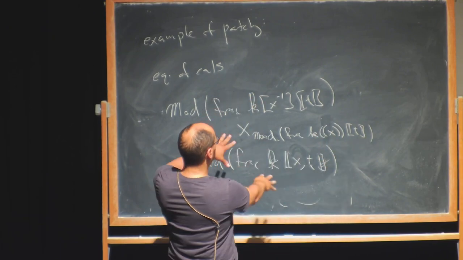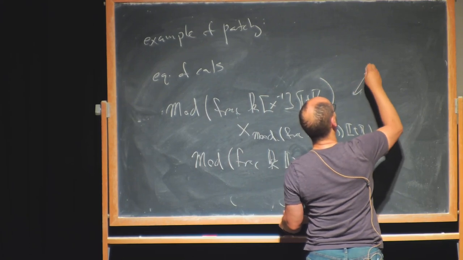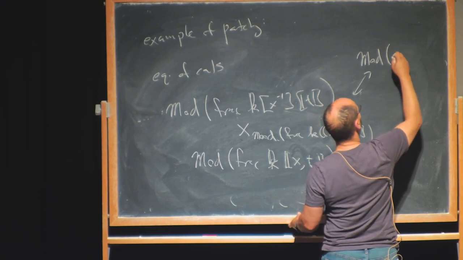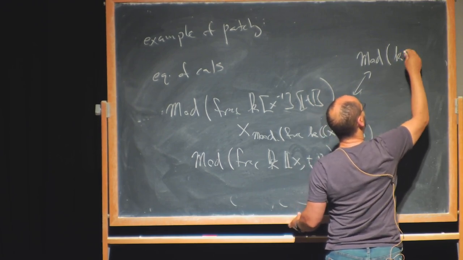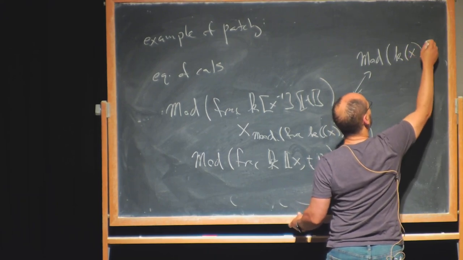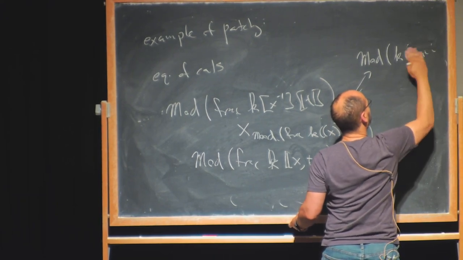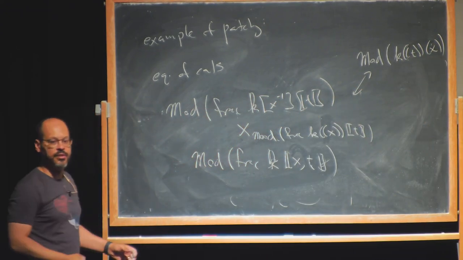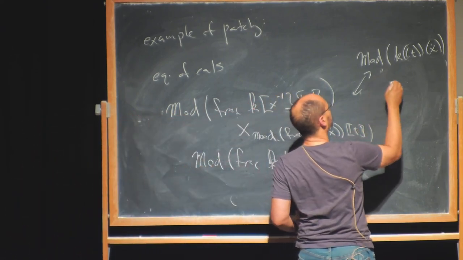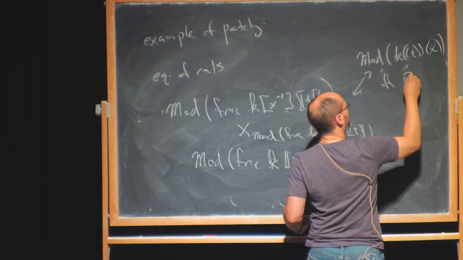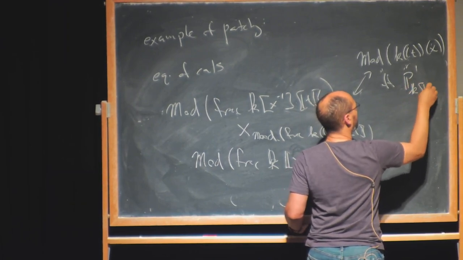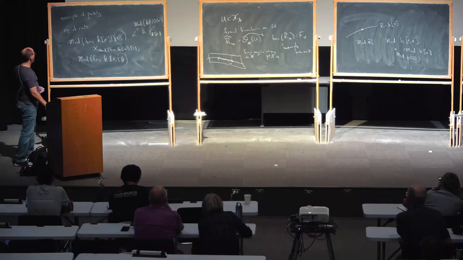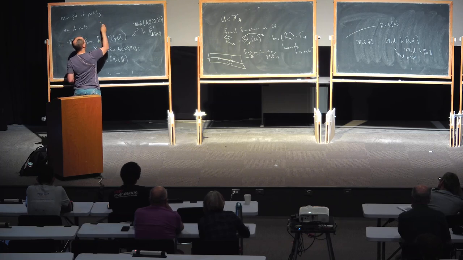So there's an equivalence of categories between these guys and modules over k of t of x. So these are like rational functions on the line over, right, function field of P1 over k of t. So this is an example of what we call field patching.